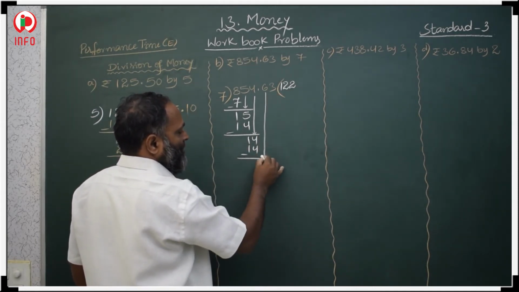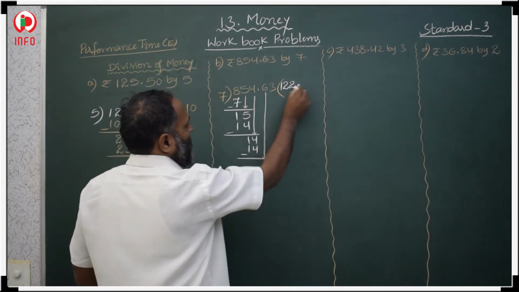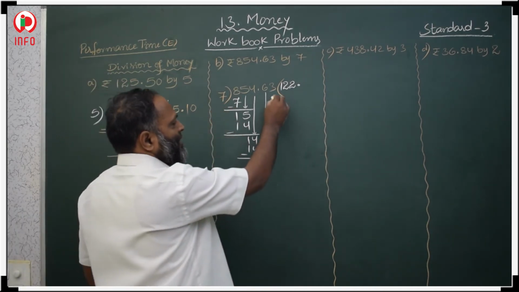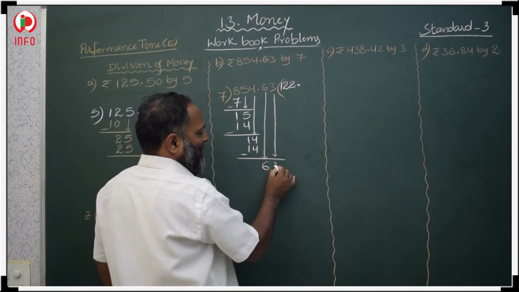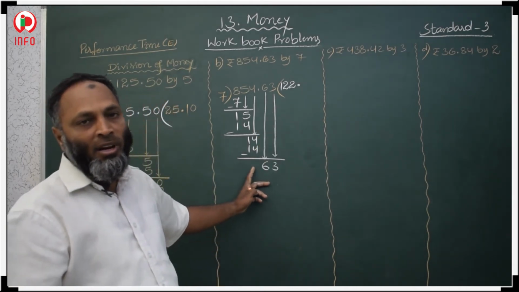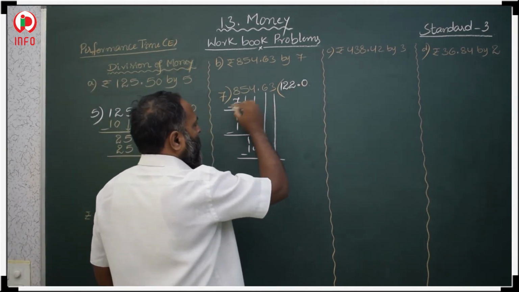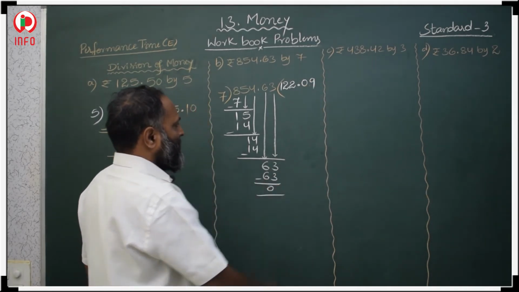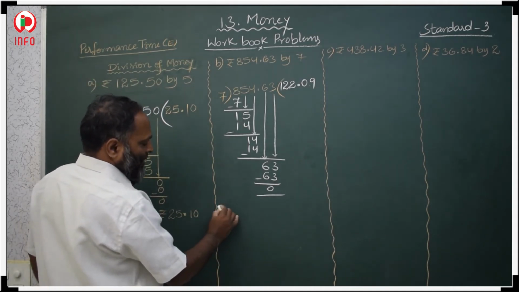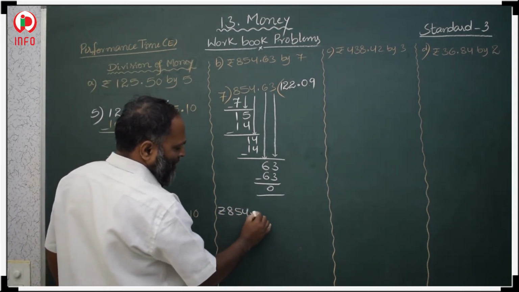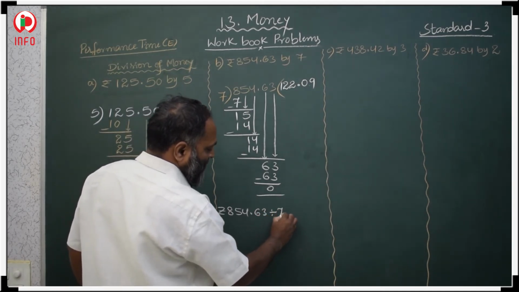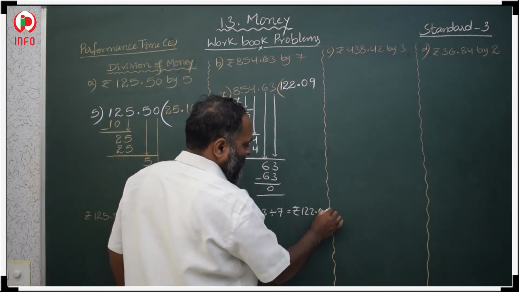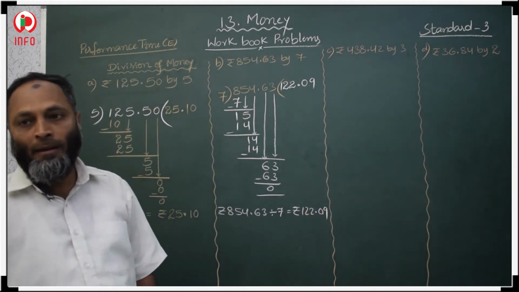Now you copy 6. Then decimal. 6 is smaller than the divisor, so you copy the next digit, that is 3. The 2 digits we are copying at a time, so keep 0 here. 7 9s are 63. 63 minus 63 is 0. So it means if we divide 854 rupees 63 paise by 7, the answer is 122 rupees 9 paise. Okay.